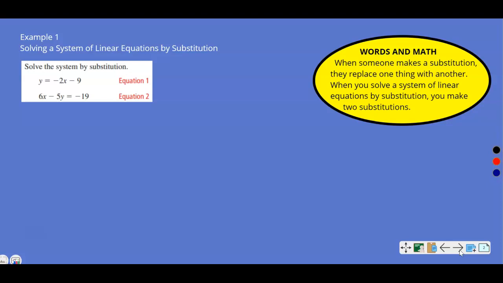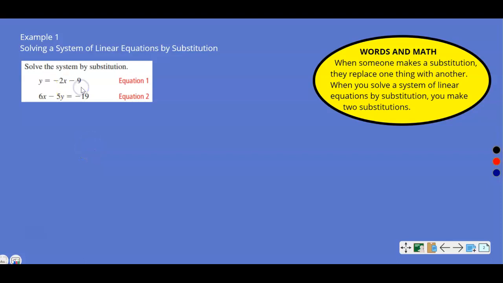Example 1, solving a system of linear equations by substitution. All right, so if we look at the system, we have two equations. That's why it's a system of equations, because we have two or more linear equations. The first one is y equals negative 2x minus 9. So it's already solved for y. So using substitution, we can take negative 2x minus 9 and substitute in for y in the other equation.